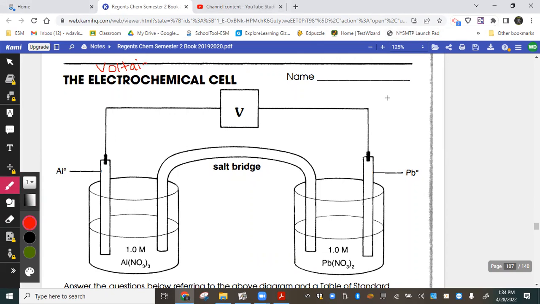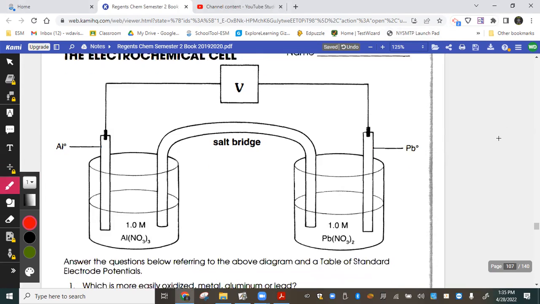All right, so a voltaic cell. And I know it's a voltaic cell because I see a salt bridge and I see two electrodes and I see a wire and I see two aqueous solutions with an electrolyte. So that's how I know it's a voltaic cell. And remember, a voltaic cell converts chemical energy into electrical energy. So chemical energy to electrical energy.